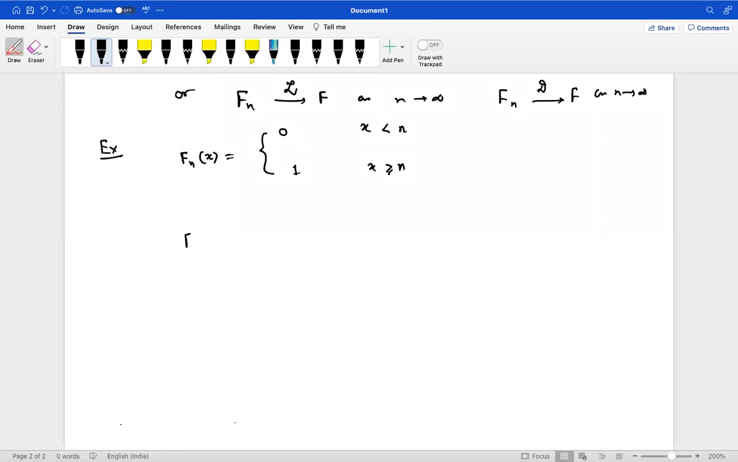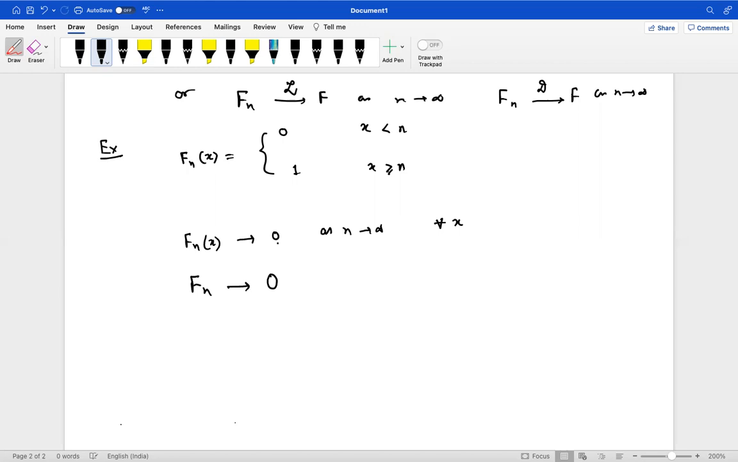Now clearly f_n(x) tends to 0 as n tends to infinity, for all x. So for every x, this goes to 0. Once you fix x, say x equal to 500, once n tends to infinity, that means n goes beyond 500, and the value is equal to 0. That means f_n goes to the function 0, the zero function.